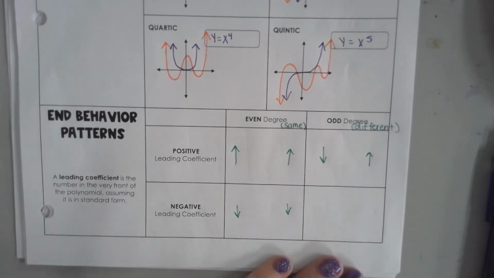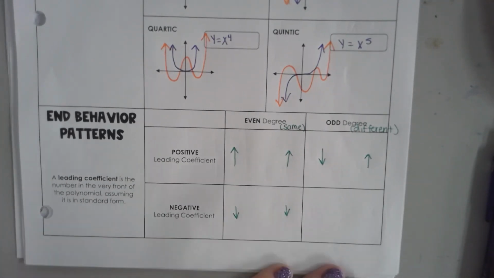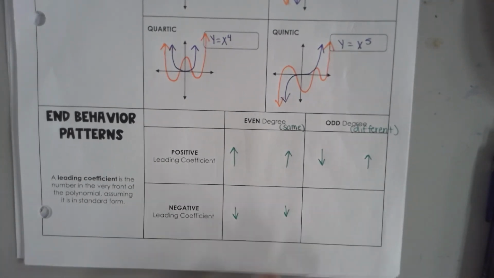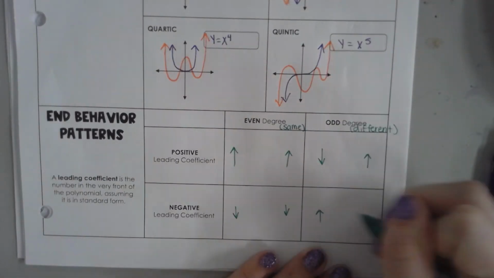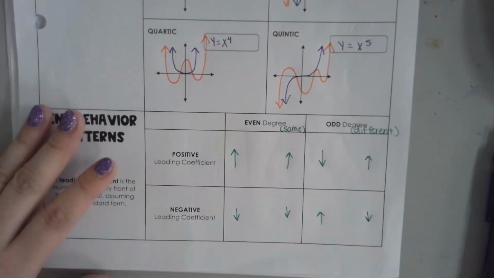And then if the leading coefficient is negative, meaning there's a negative in the front, it's going to be opposite. It's going to be up and then down. You don't necessarily have to have this chart memorized because you could just graph it and look at the graph. However, this is a quick reference if you don't want to spend the time doing that.